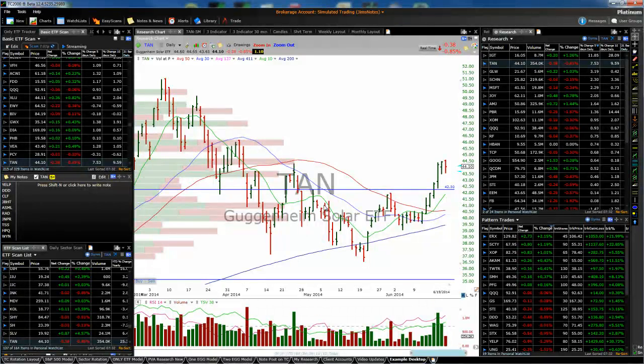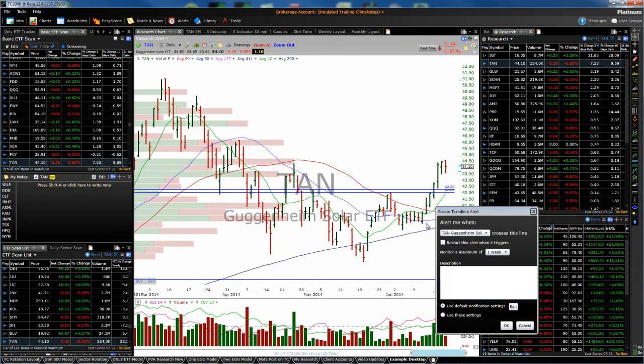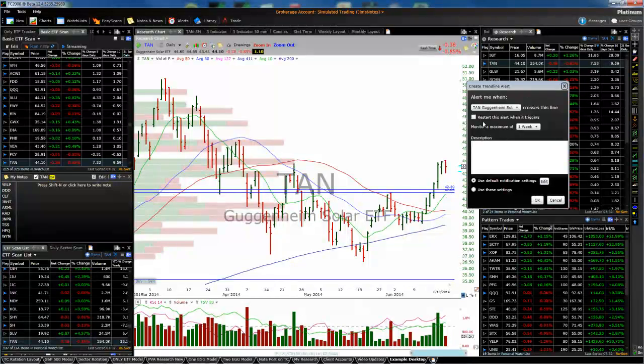Now, I'm going to use two lines here. One is at 42.10 roughly. And I'm going to take this line and come in. All you do is right-click on the line, and I'm going to click Set Alert. And I can set an alert for TAN going through 42.10.